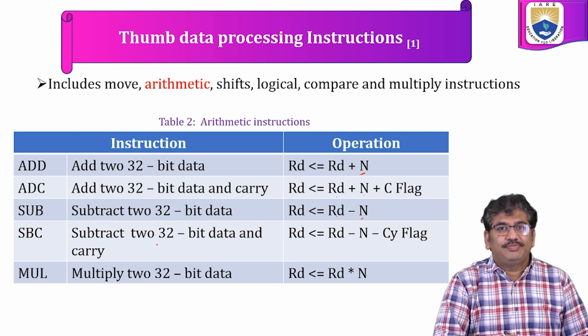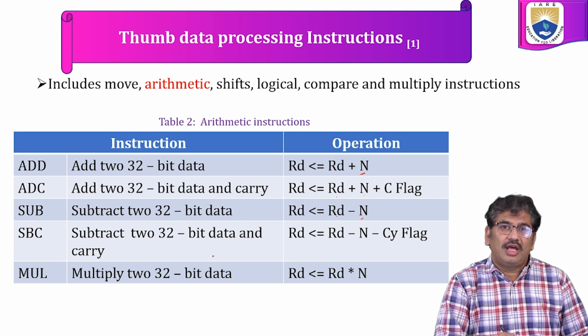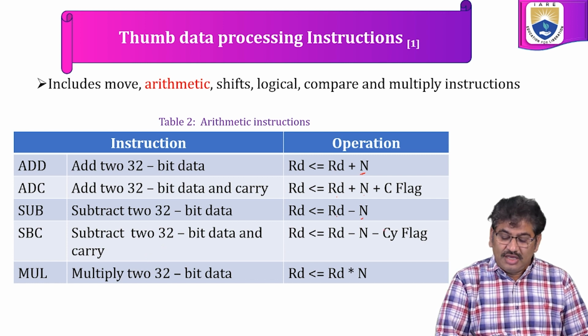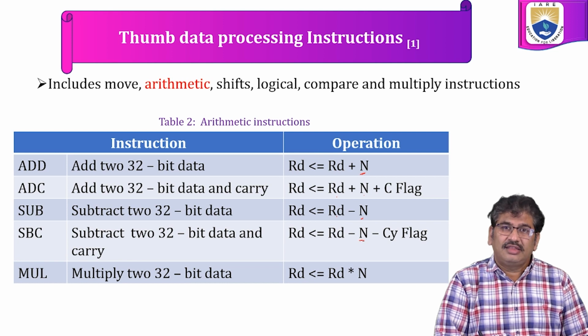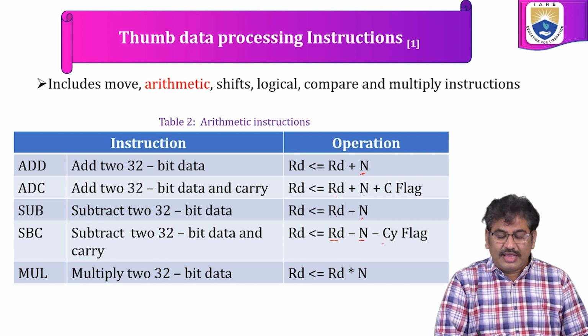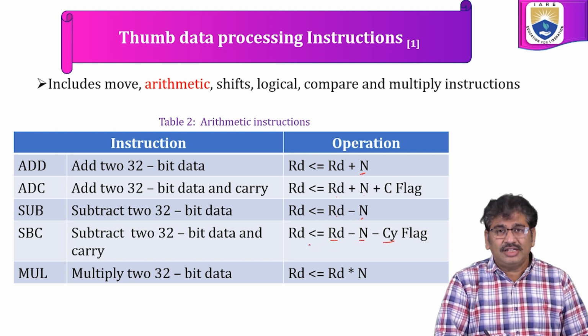SBC. SBC is for subtraction of two 32-bit data along with the carry flag. The functionality of this instruction is the value of immediate data or register which you are representing as N will be subtracted from RD register along with the carry flag and the result will be stored in RD register.